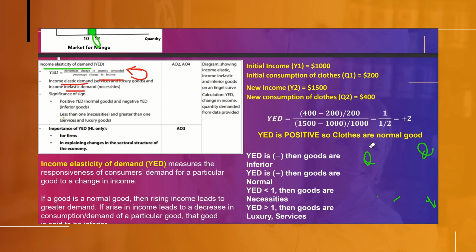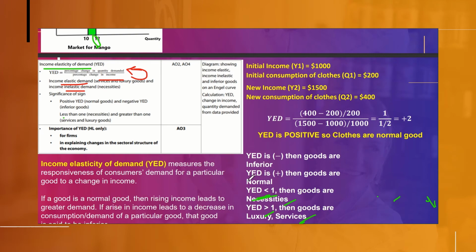And if YED is less than 1, then that is said to be a necessity good. And if YED is greater than 1, then that is said to be a luxury good. Right.